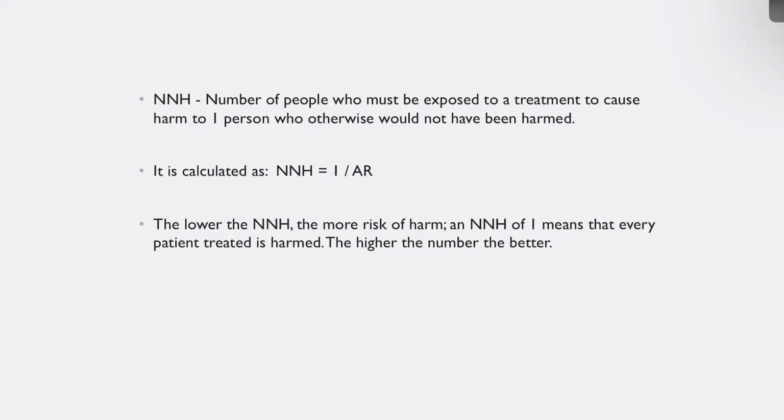You can calculate it by 1 divided by absolute attributable risk. The lower the number needed to harm, the more risk of harm, and a number needed to harm of 1 means that every patient treated is harmed. So the higher the number, the better.